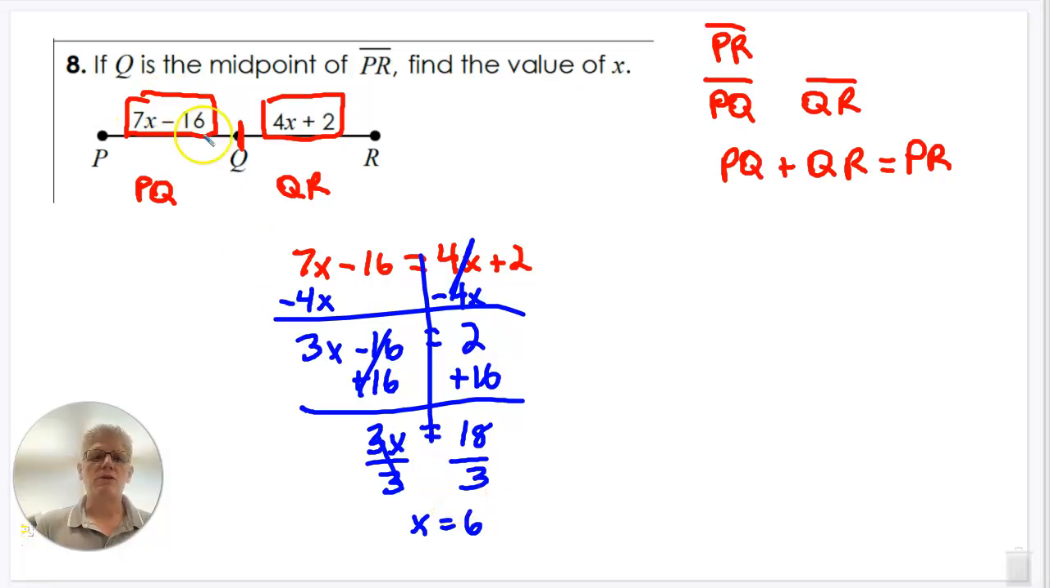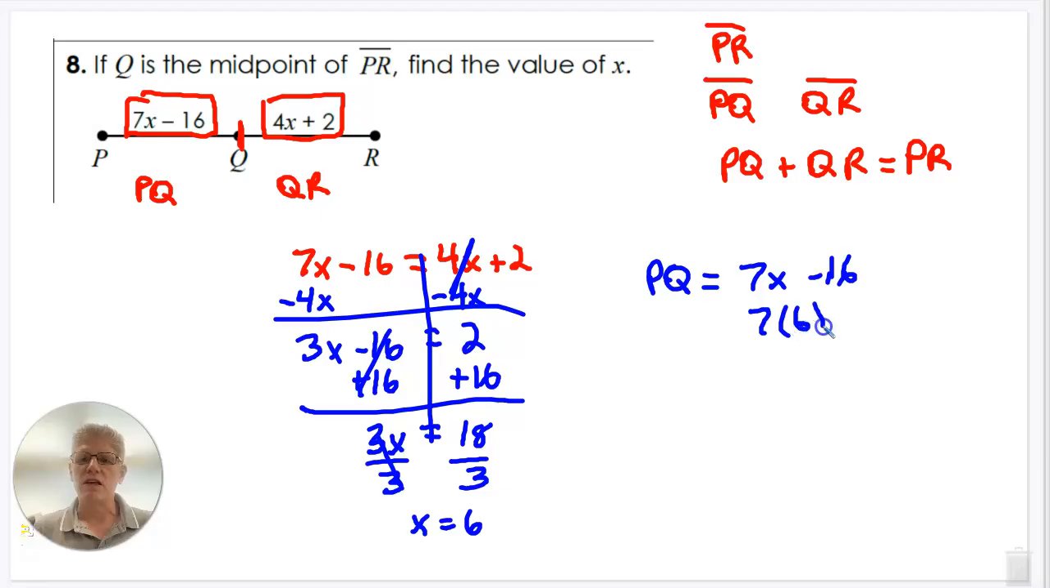That means if we want to find the length of PQ, PQ is equal to 7 times whatever x is, so 7x minus 16. We'll take 7 and multiply it by 6 and subtract 16 from it. So that's 42 minus 16, which is going to be 26.